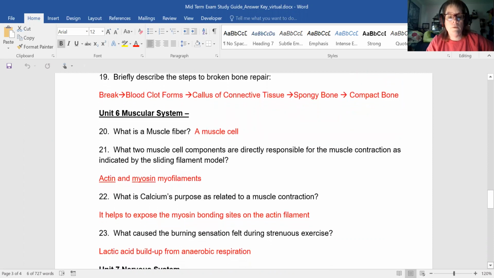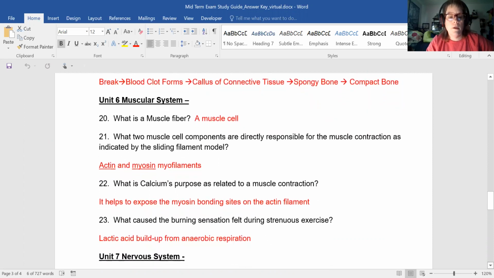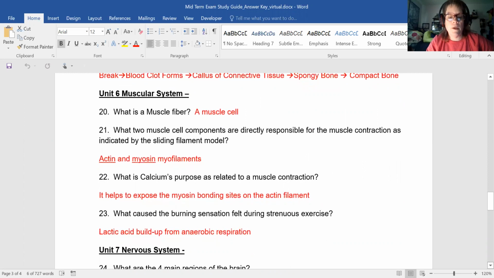All right, moving on to muscles. Unit 6. Number 20, what is a muscle fiber? It's just another name for a muscle cell. 21 asks, what two muscle cell components are directly responsible for muscle contraction, as indicated by the sliding filament model? Remember, your muscle cells are long and thin, like fibers. That's why they call them muscle fibers.